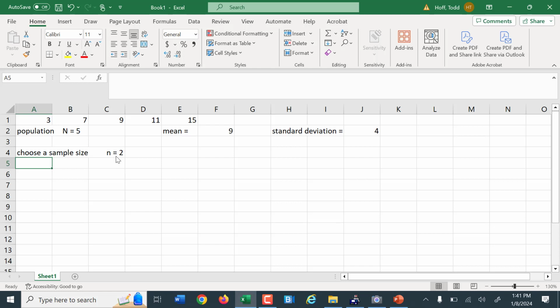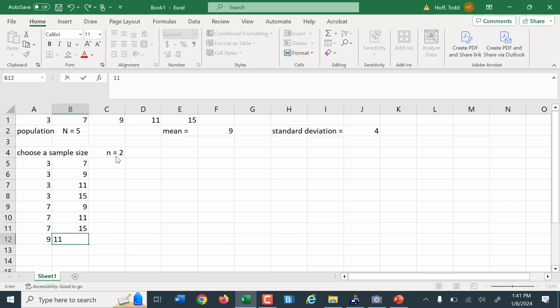So all my possible samples: I would have 3 and 7 as one possible sample. 3 and 9 would be another sample, 3 and 11, and 3 and 15. Next, I could have 7 and 9, 7 and 11, 7 and 15. I could have 9 and 11, 9 and 15. And finally, I could have 11 and 15.